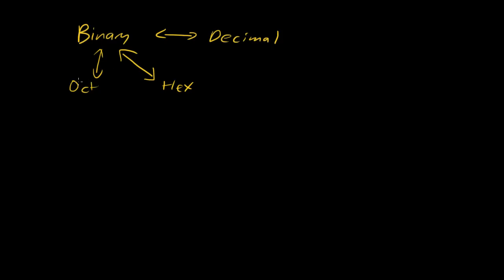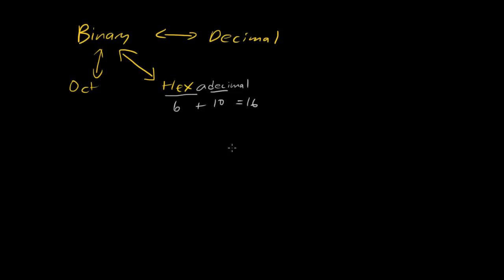Okay, so let's take a look at converting between binary and these two bases. So let's take a look at the more useful one first. We'll look at binary to hexadecimal. So just to review, in hexadecimal we have 16 possibilities because hex, remember, is just 6 in Latin, and decimal or deci means 10. So 10 plus 6, that's 16.